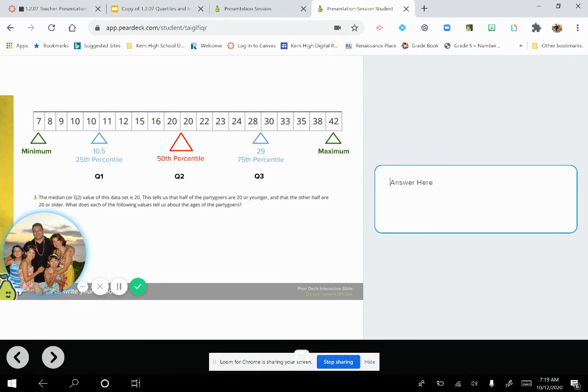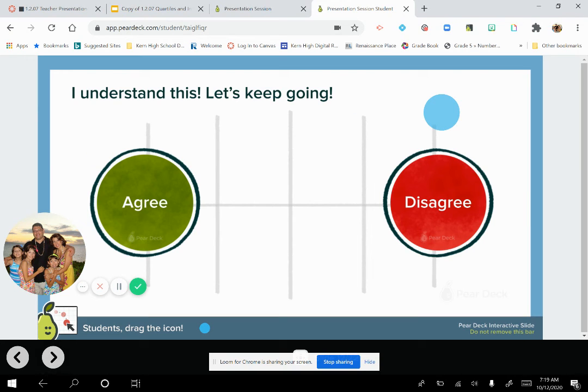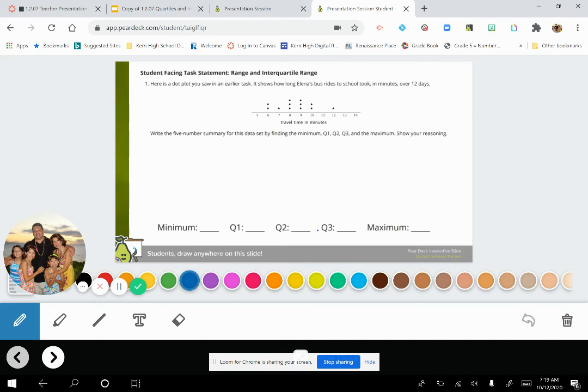Here's what I also want you to notice, again, 25% of the partygoers are in this piece, another 25% are in this piece, another 25% are in this piece, and another 25% are in this piece. It always happens that way. If you pick 2 pieces, you'll get 50% of the data. Even if you pick from here to here, that's 50% of the data.